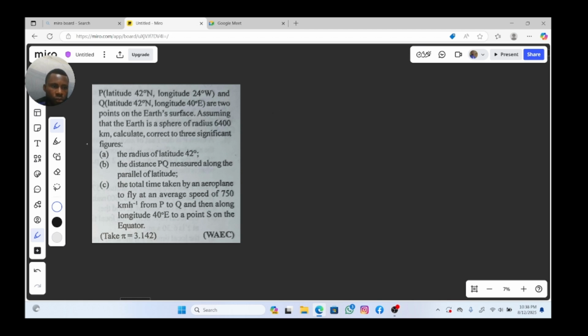Okay, so the question is on the board. What I'm going to do is sketch it out. So this is my circle, with this and this. Okay, so now I need to start representing P and Q.